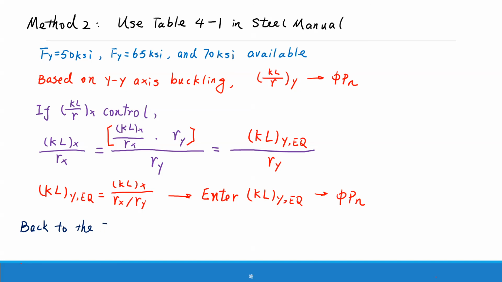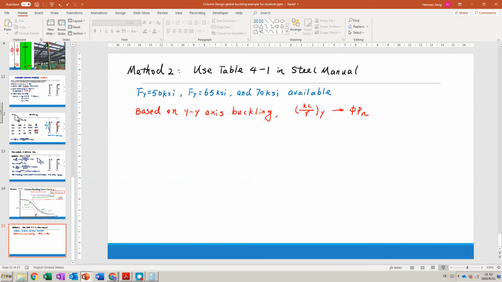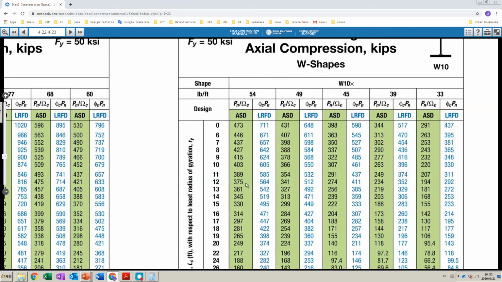Okay, so back to the example. The controlling KLY is, oh sorry, not 61, the controlling length is 10 feet. So I'm going to enter 10 feet into table 4.1. Okay, so find the shape W10 by 33 and enter 10 right here. And here we find VPN to be 330. Very simple.